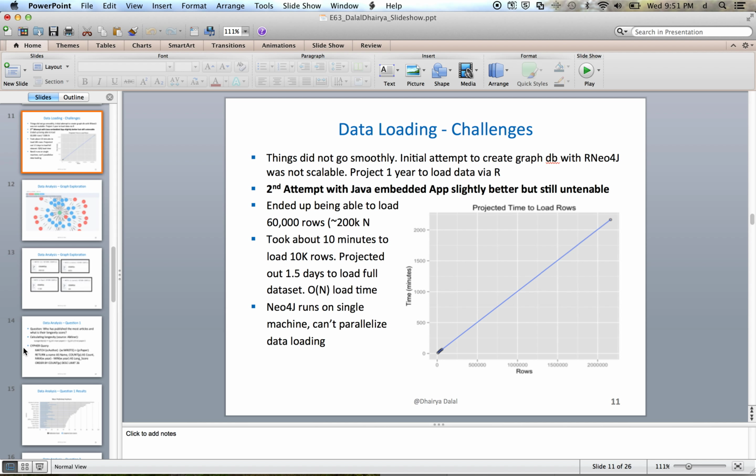Some challenges, things that didn't really go smoothly. I had absolutely no luck with Neo4j. I projected it would take about a year to load the data. And then I tried to use the Java embedded apps, which had a slightly better rate, but still was unable to load all of it. I ended up aborting at 60,000 rows. And so my final data set that I was working with had about 2,000 nodes, and I projected it would have taken about a day and a half to load the entire data set.